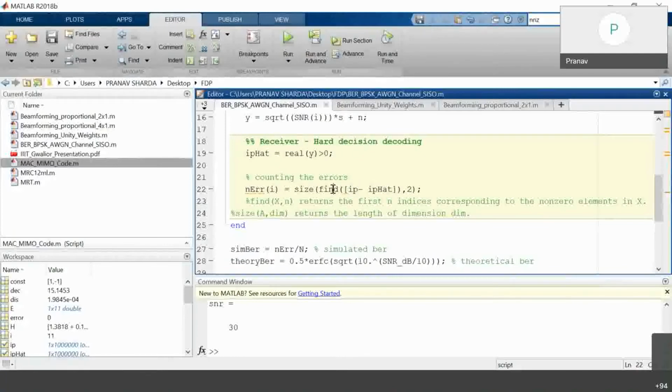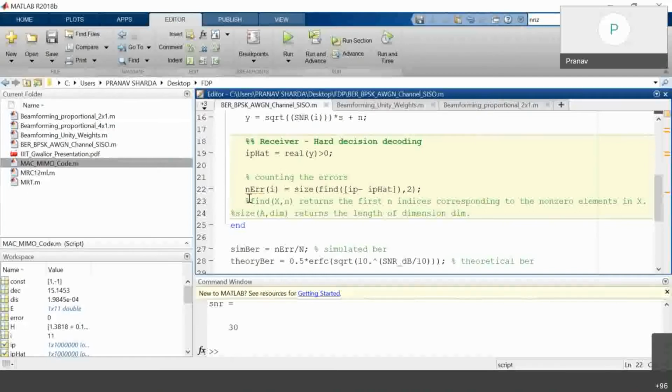So this find command will fetch all the non-zero values corresponding to this difference, and those non-zero values correspond to an error. When IP and IP hat are different, we will have a non-zero value that corresponds to an error. And this size command will count the number of non-zero values in that array. However many non-zero differences we have, all those non-zero values correspond to an error, and we are interested in counting those non-zero values only.